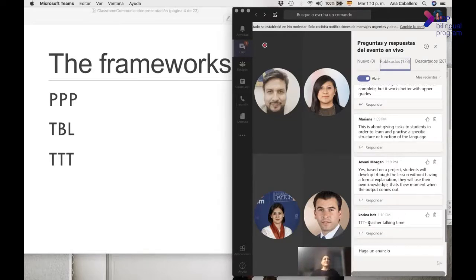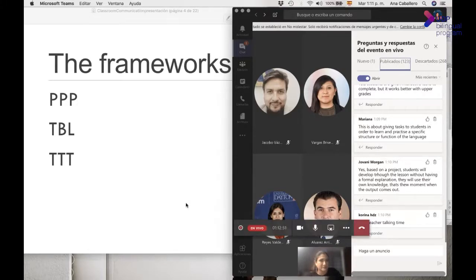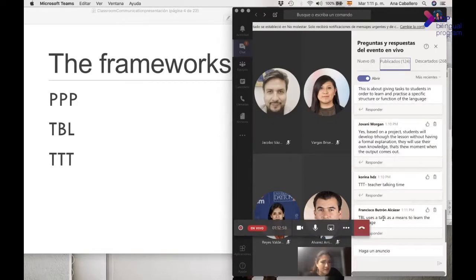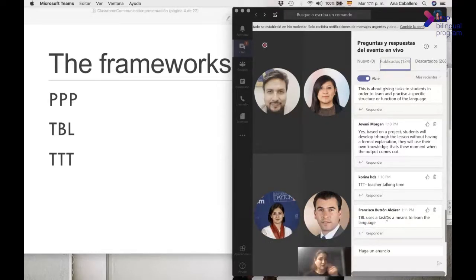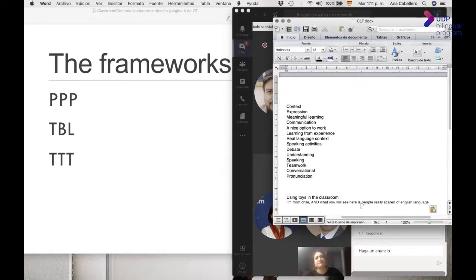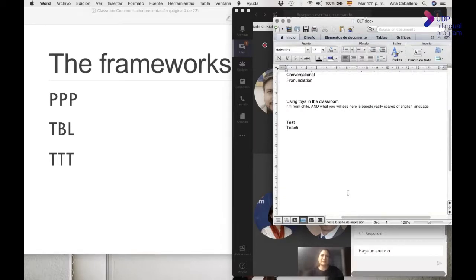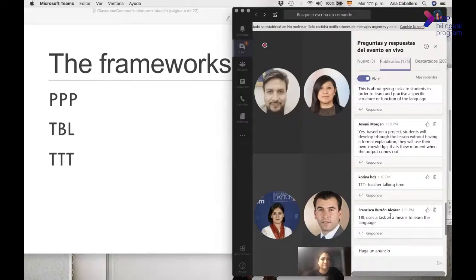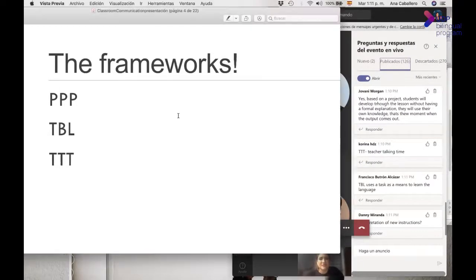TTT, teacher talking time. No. Well, it also means teacher talking time. But in terms of frameworks, have you ever heard about TTT? No? Okay, let's see. TBL is the tasks as a means to learn, yes. But now we're on TTT, Francisco. Thank you for participating. Okay, TTT. Test, teach, test. Test, teach, test. Okay.